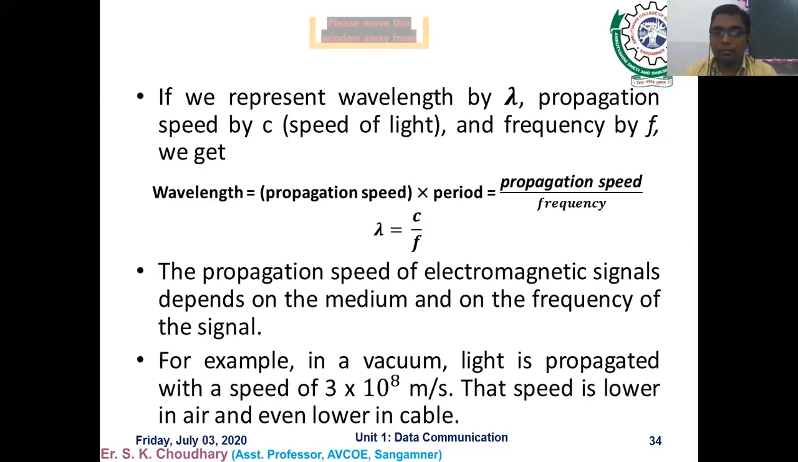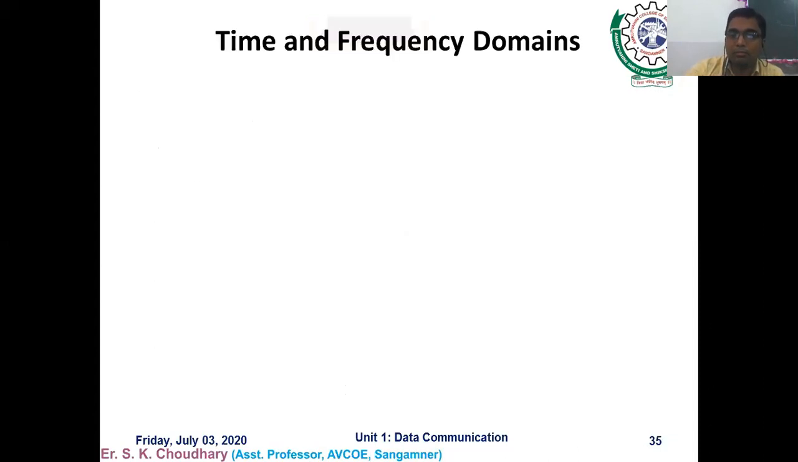Okay, so in a vacuum the light travels with the speed of 3 into 10 to power 8 meters per second, but the same light would travel with a lower speed in air, and it would be even lower in any other medium like cable, wires. So that's why the medium also affects the value of the wavelength as well as the frequency.